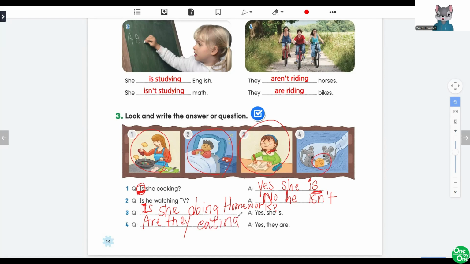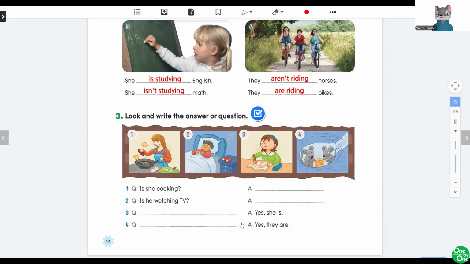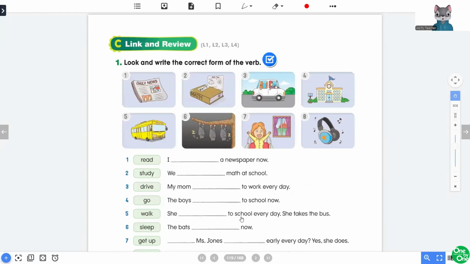Yes, they are eating. Are they eating? Yes, they are. Do you understand? Okay, let's go to the end of this page, which is going to be the review of chapters 1 to 4. Remember, what did I tell you?